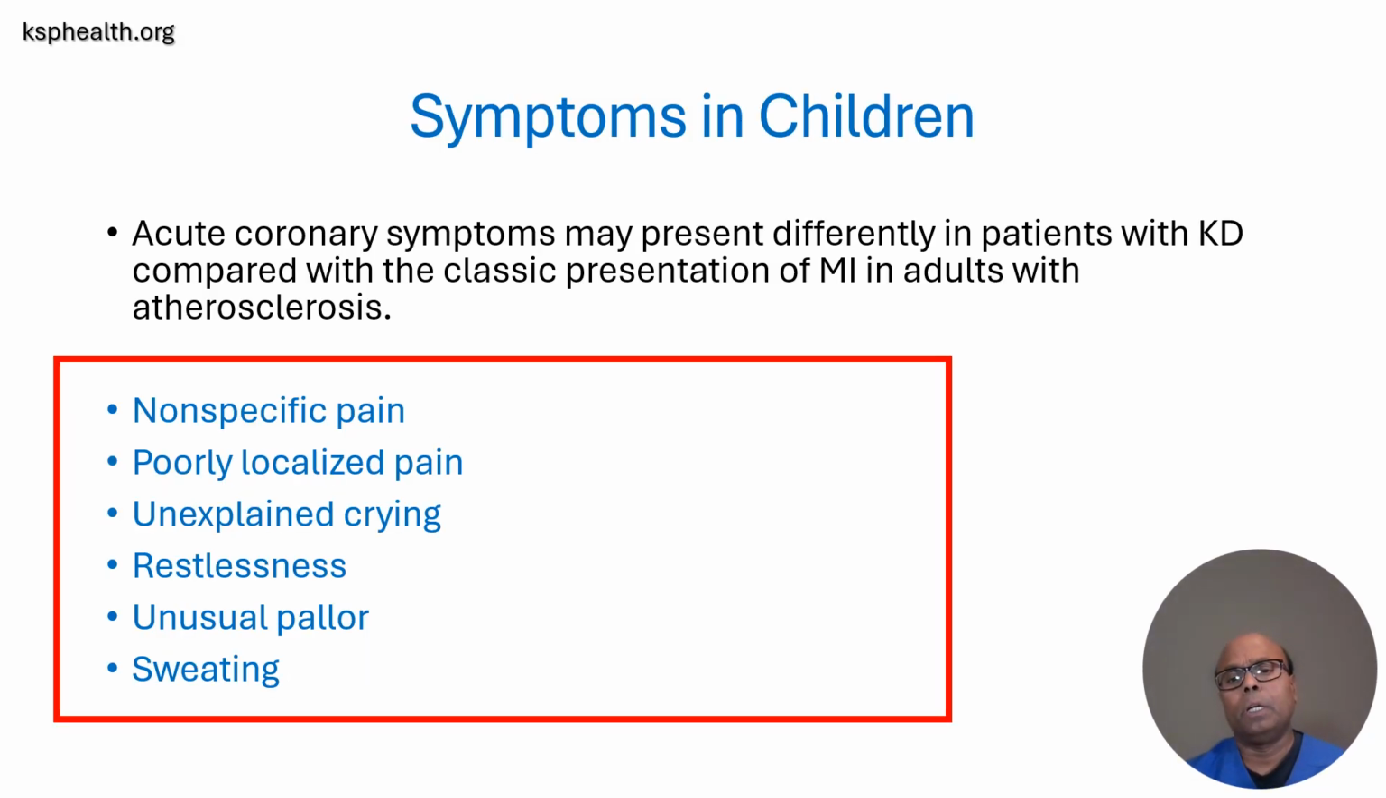The symptoms in children are different from atherosclerotic coronary artery disease angina as we see in adults. Symptoms such as non-specific pain, poorly localized pain, unexplained crying, restlessness, unusual pallor, and sweating may be the manifestations.